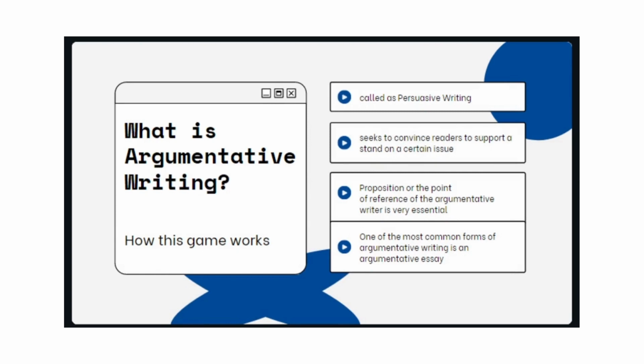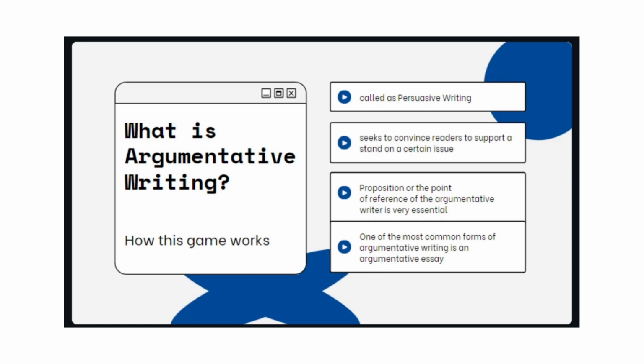So, what is argumentative writing? Argumentative writing is sometimes called persuasive writing because it seeks to convince readers to support a stand on a certain issue. It also requires the writer to examine a topic or issue which involves the collection, generation, and evaluation of exhibits and/or evidences. It further emphasizes the writer's agreement or disagreement on a particular proposition.